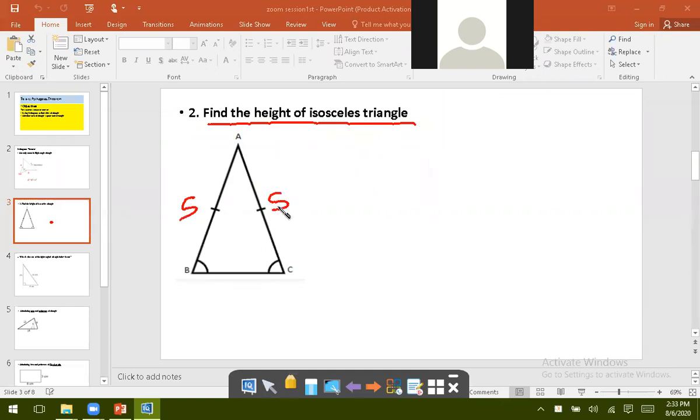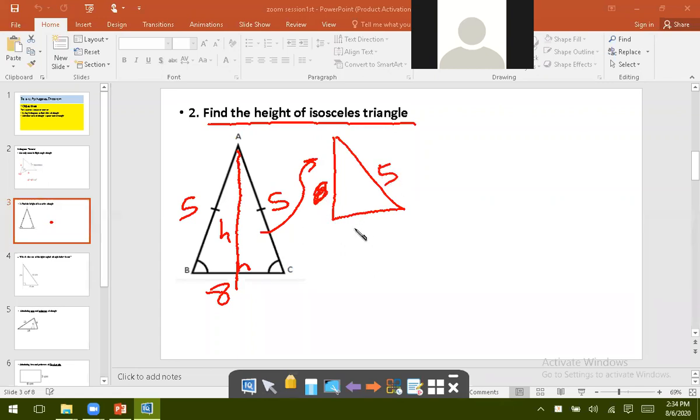So let's say we draw a line in the middle coming straight down, and it forms 90 degrees here. So height is actually talking about this part here. When you draw the line in the middle coming down, it splits the base in half. So you take this triangle out, and it forms like this. You have 5 here, which is the longer side, and half of 8 is 4, so 4 is this one, and this is the height. We actually want to find the height.